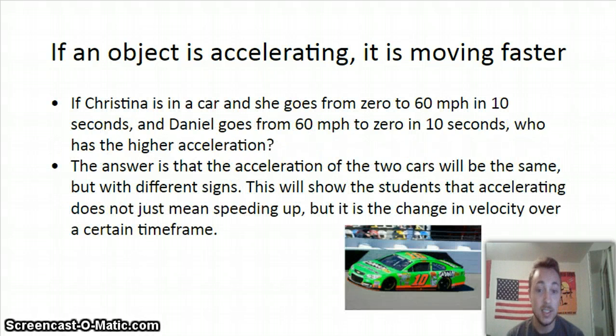So, if Christina is in a car and she goes from 0 to 60 miles per hour in 10 seconds, and Daniel goes from 60 miles per hour to 0 in 10 seconds, who out of the two has the higher acceleration? The answer is that the acceleration of the two cars will be the same, but with different signs. This will show the students that acceleration does not just mean speeding up, but it is the change in velocity over a certain time frame. So the acceleration will be the same, but just in a different direction. The acceleration for one will be negative and one will be positive, depending on your reference frame.